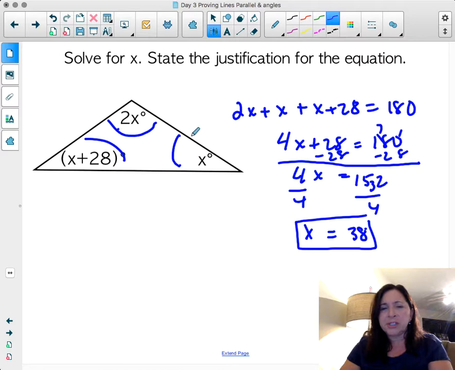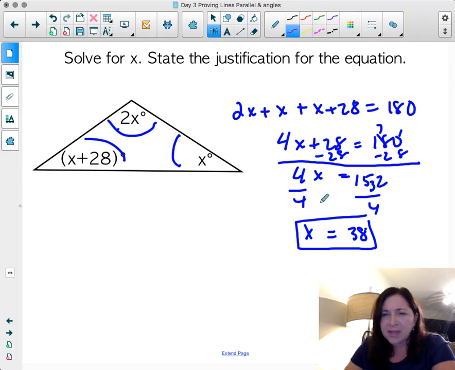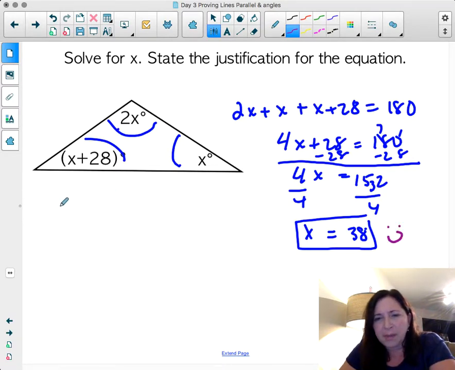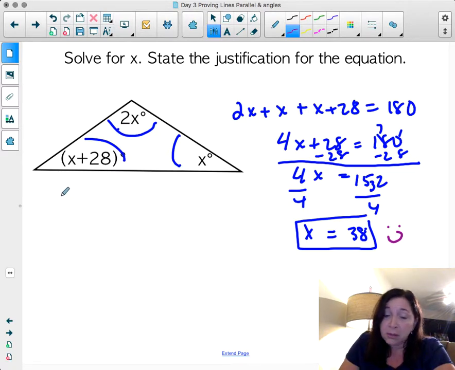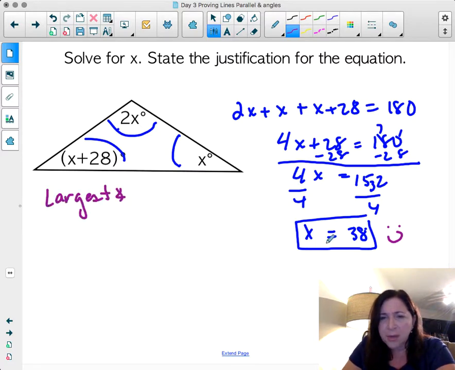One thing that I would just caution you is to really read the question, because even though we got x and we're super happy that we got x, the question may not be find x. The question might be find the largest angle. So if that was the case, to find the largest angle, you would need to plug 38 back into this equation just to make sure which one is going to be the larger.